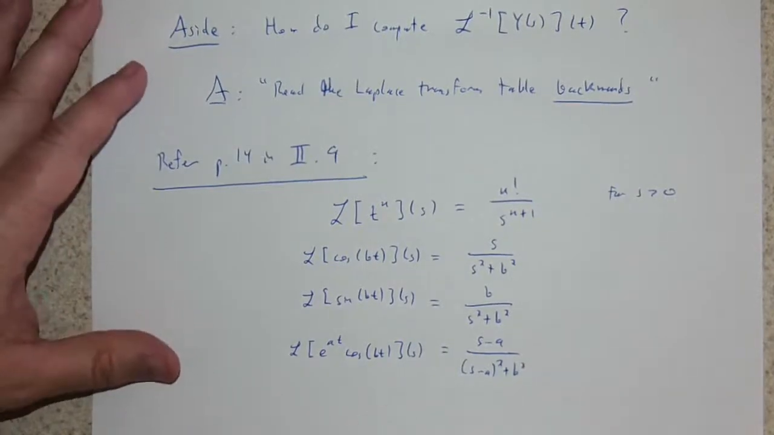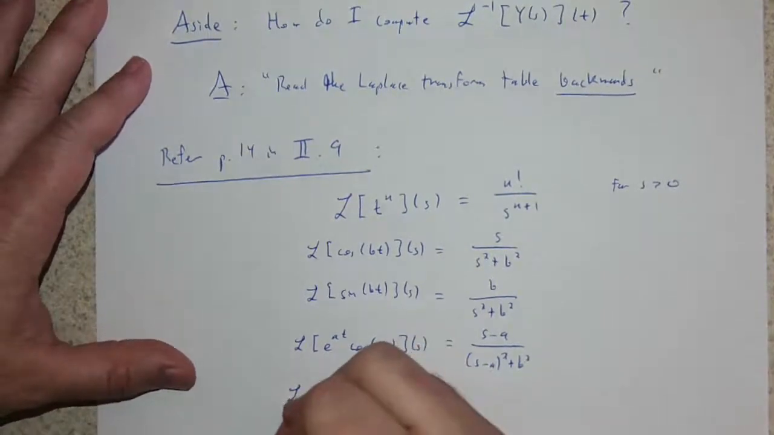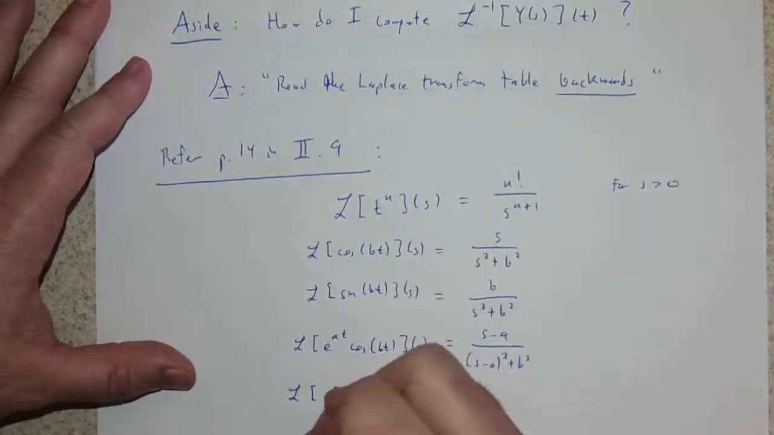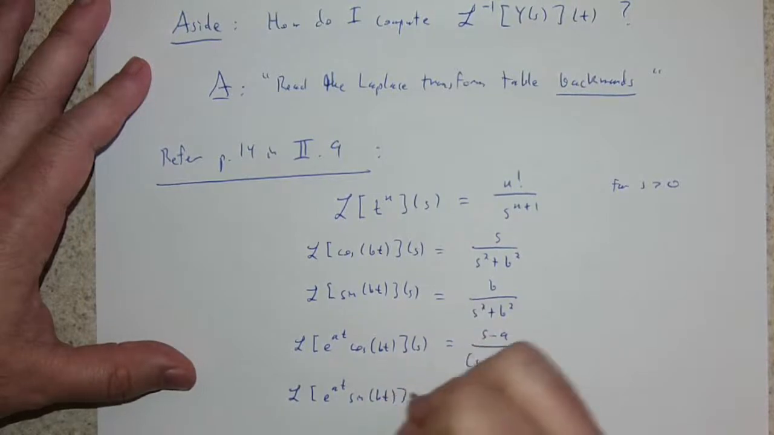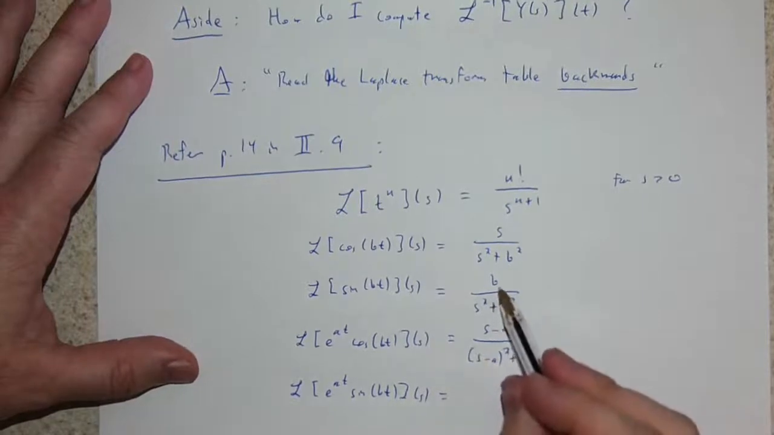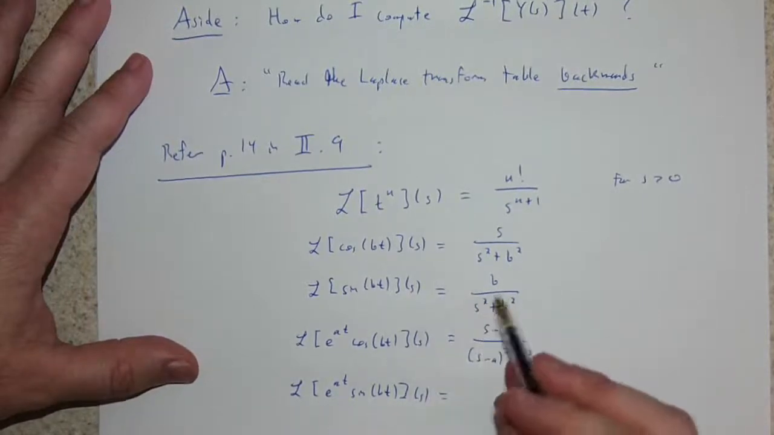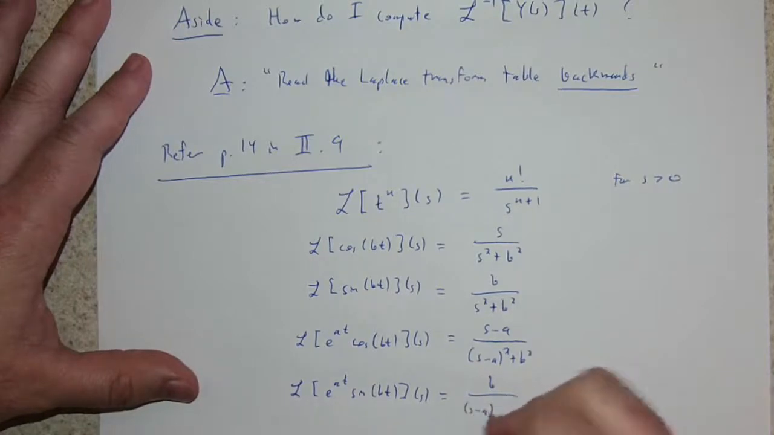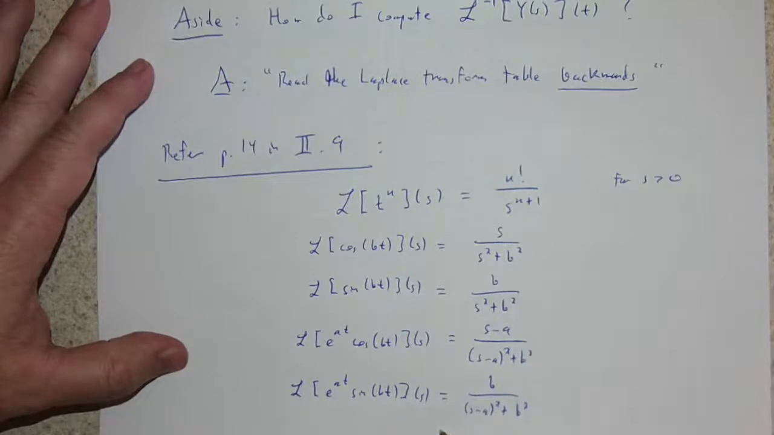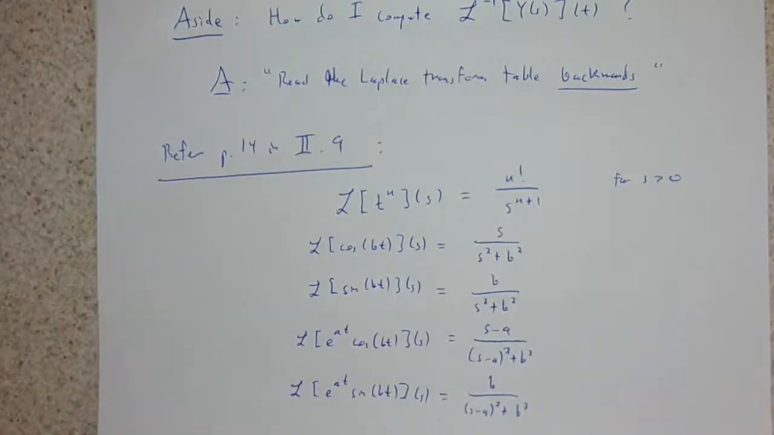Similarly for sine bt, if you like. So the Laplace transform of e to the at sine of bt of s is, I'm taking this and shifting it by a. So this is b over (s minus a) squared plus b squared. And of course there's more. But this is a tiny table.